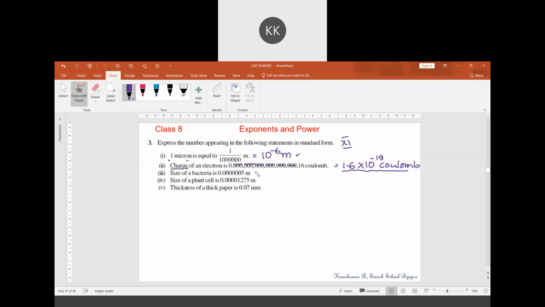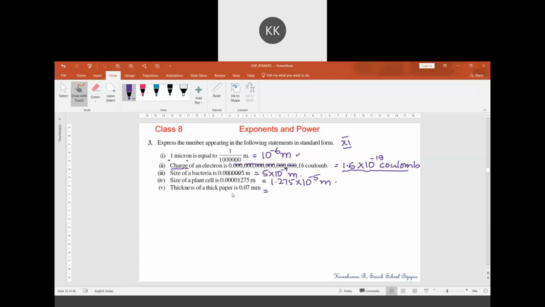What's the size of bacteria here? It is 5 into 10 to the power of minus 6 meter. Size of plant cell: 1.275 into 10 to the power of minus 5 meter. Sir, that bacteria should be minus 7. 1, 2, 3, 4, 5, 6, 7? Yes, sir, sorry, this is minus 7.